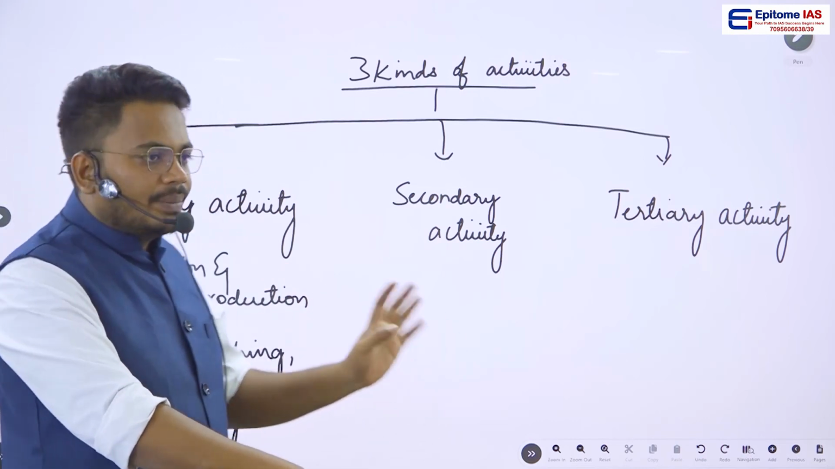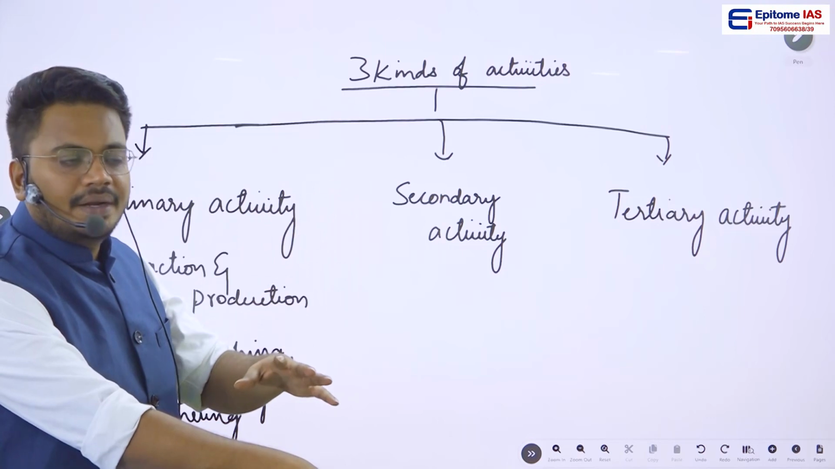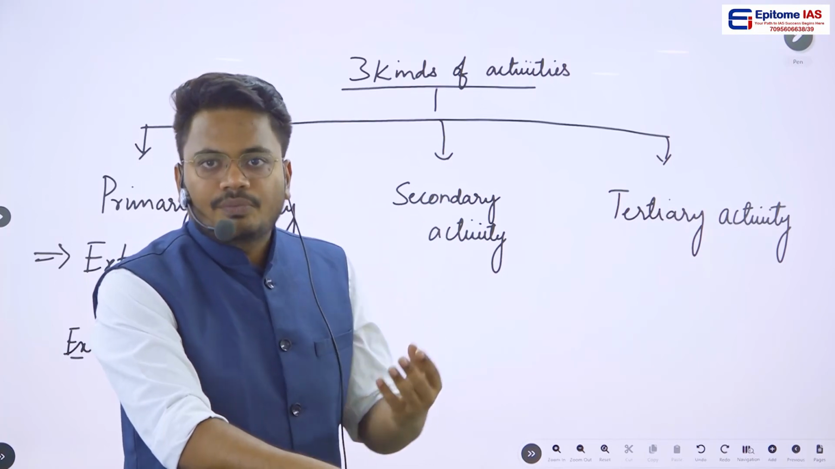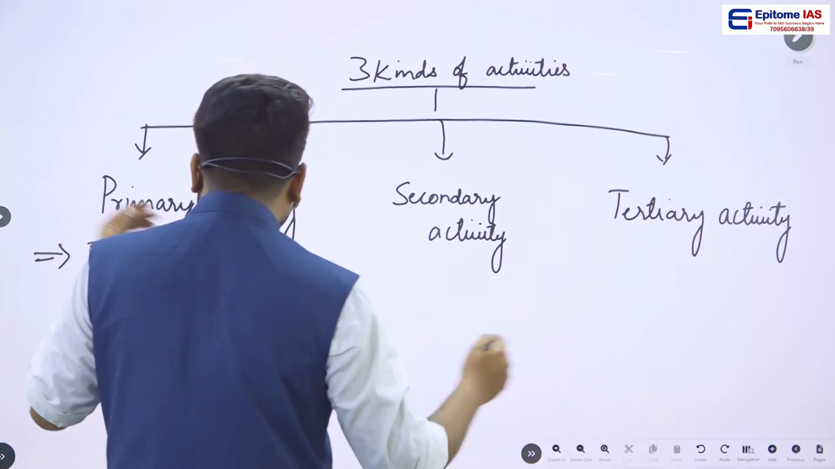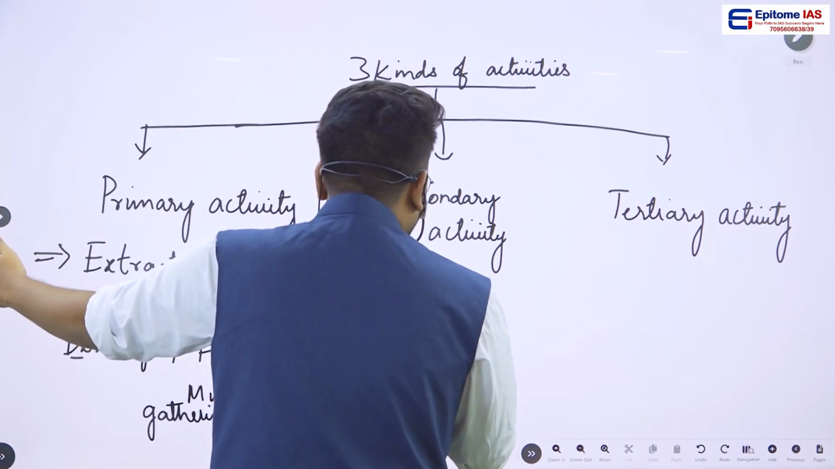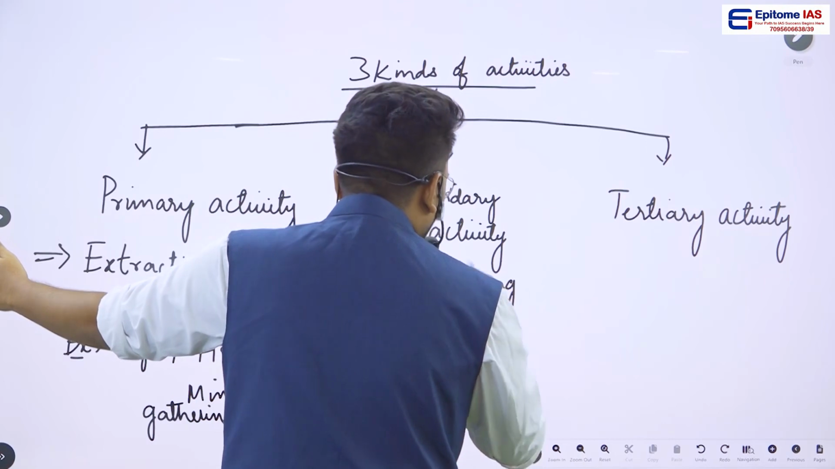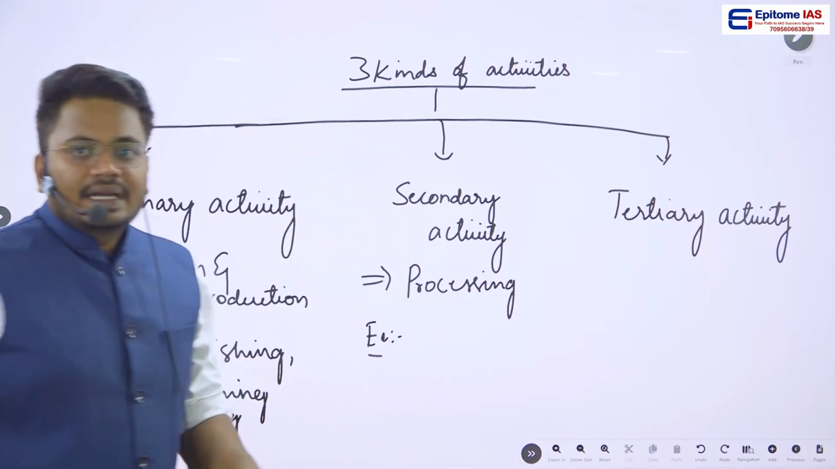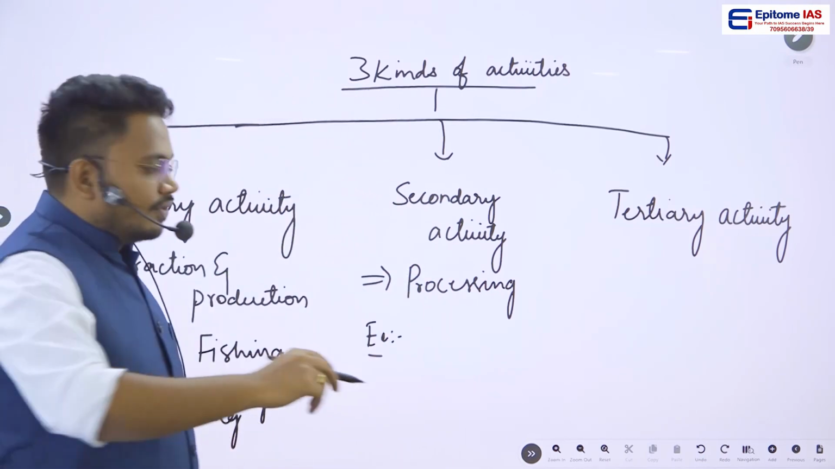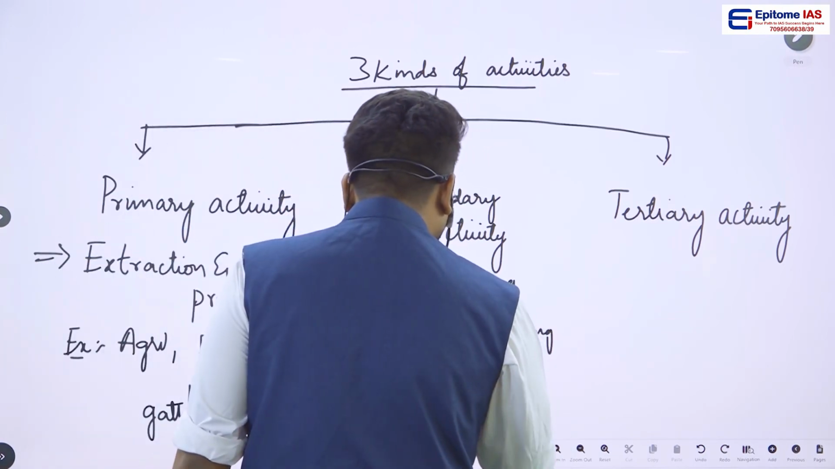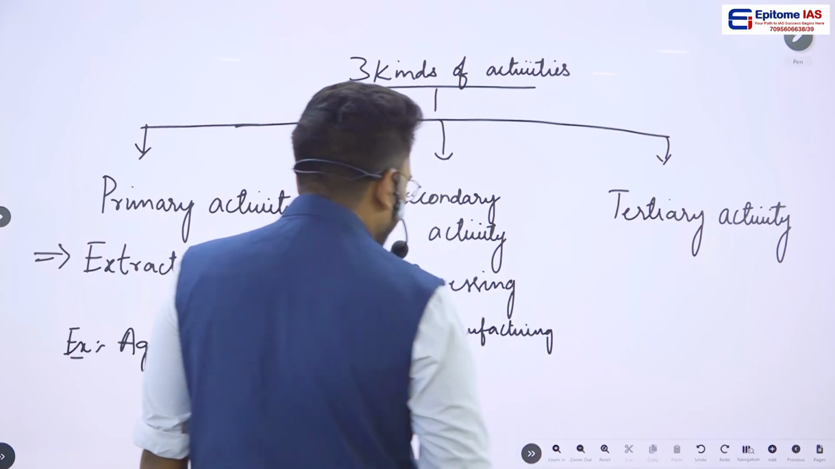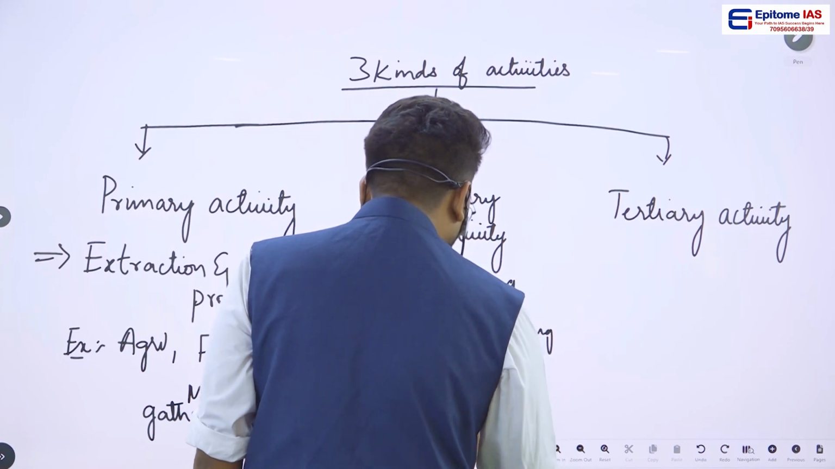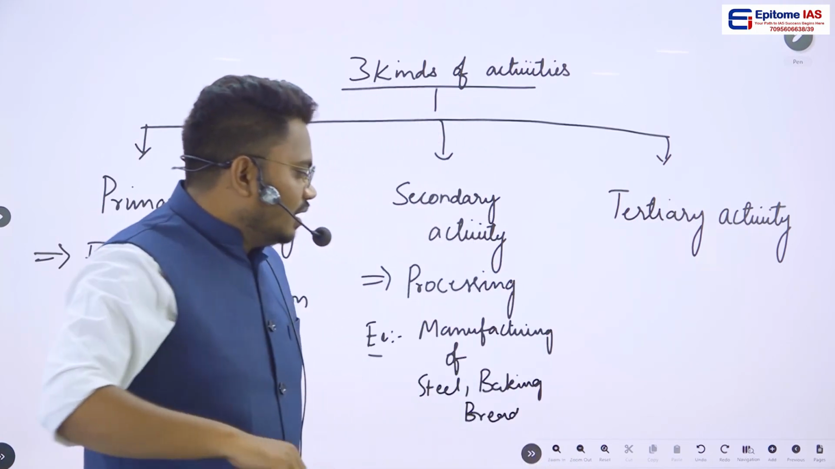Okay, now what happens once the extraction and production has happened? Once we extract or start producing the raw materials, the second step would be processing of those raw materials. So in step 2, that is in secondary activity, processing of those extracted raw materials will be happening. So what would be the example? Examples of secondary activities would be manufacturing of steel, or, if you take a bakery, baking of bread.